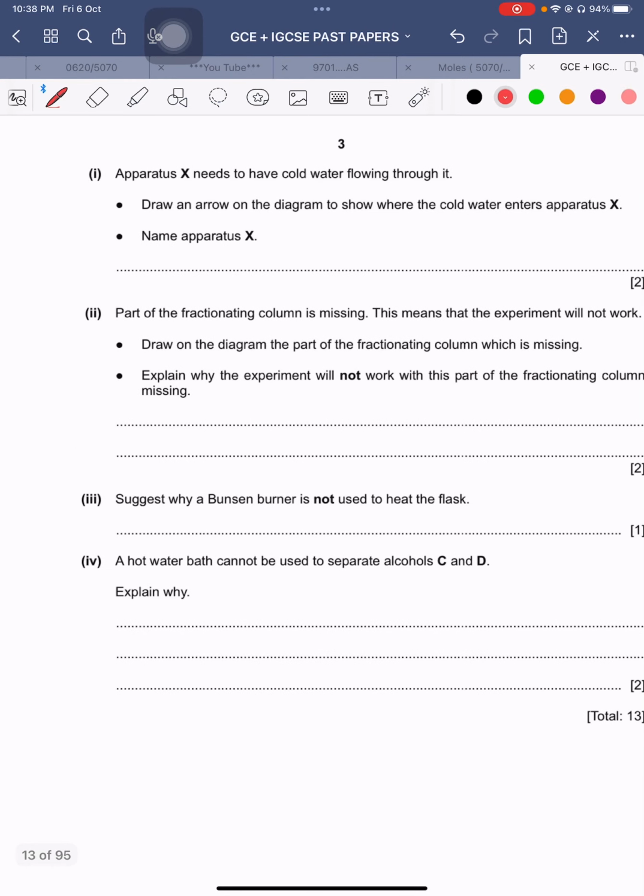Apparatus X needs to have cold water flowing through it. Draw an arrow on the diagram to show where the cold water enters apparatus X. Name the apparatus X. It is called the condenser. I have mentioned that over there. Part of the fractionating column is missing. This means that this experiment will not work. Draw on the diagram the part of the fractionating column which is missing.